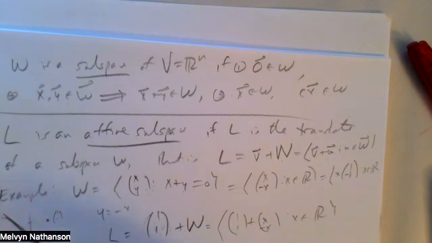This is the set of all vectors (1 plus x, 1 minus x), x in R. What does that look like?